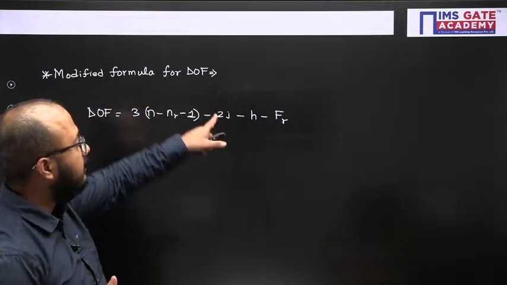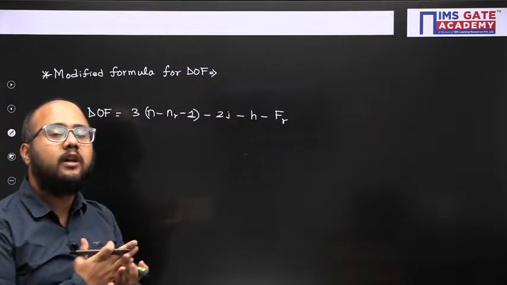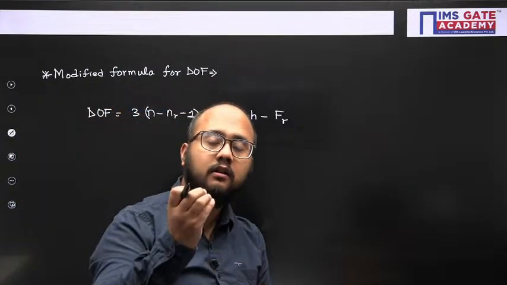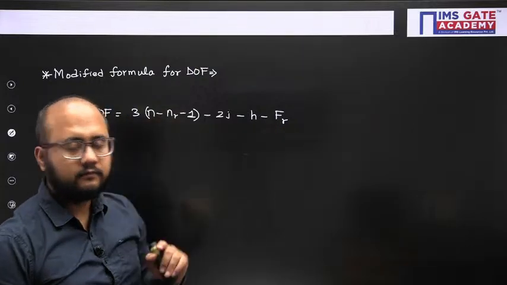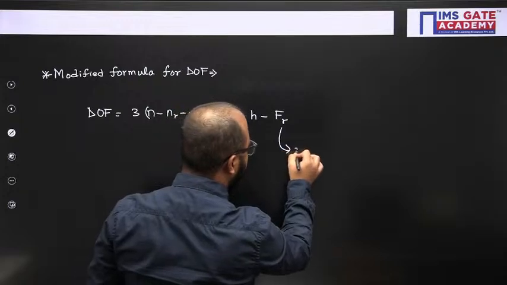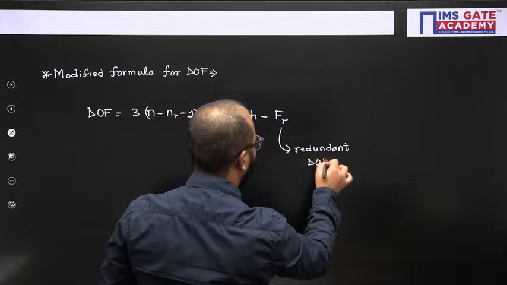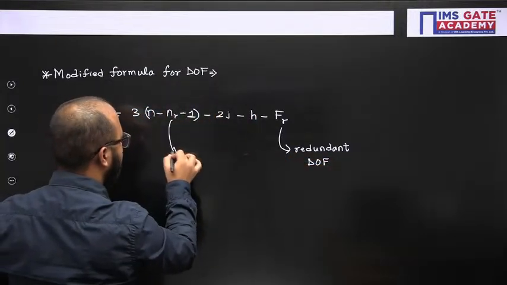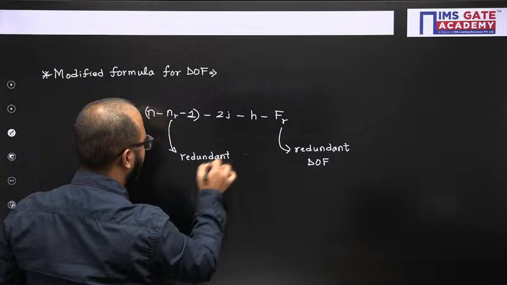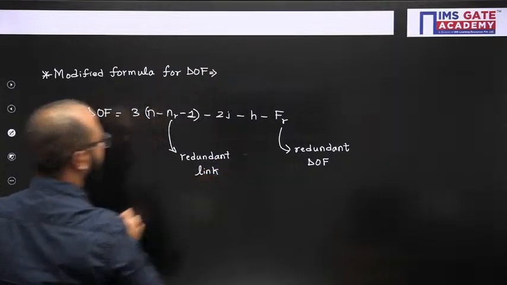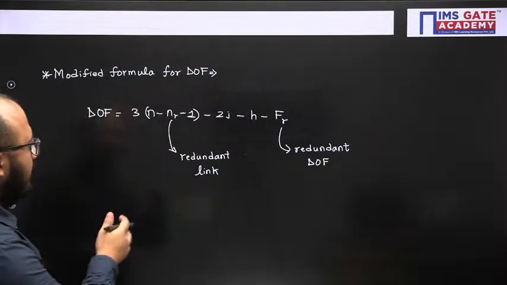Okay. The binary joints will be counted according to the new diagram, when you have removed the what? The redundant link. Okay. And this is the redundant degree of freedom. FR is our redundant degree of freedom. This is the redundant link. Is it clear, everyone? Fine. So you can apply this formula directly here.